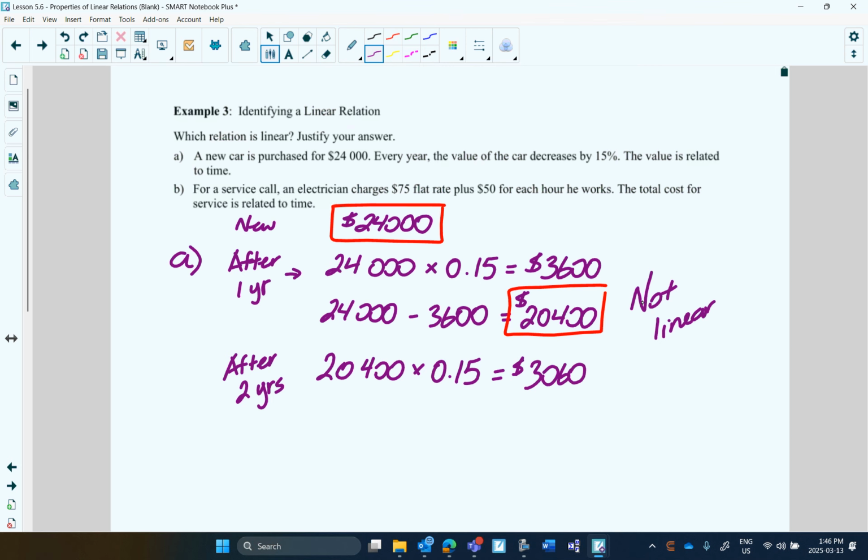I don't even have to find the value of the car after 2 years. All I really need to do is look at these. It goes down 3,600 from year 0 to 1. It goes down 3,060 from year 1 to year 2. That's not constant. So just by looking at those values alone.